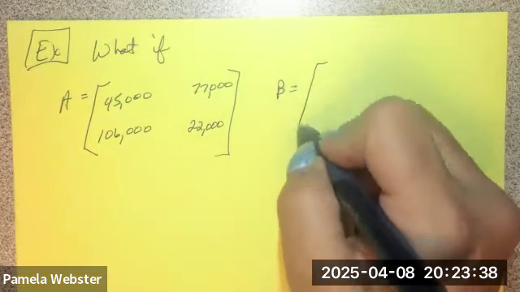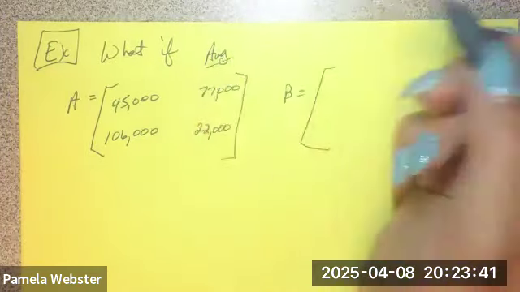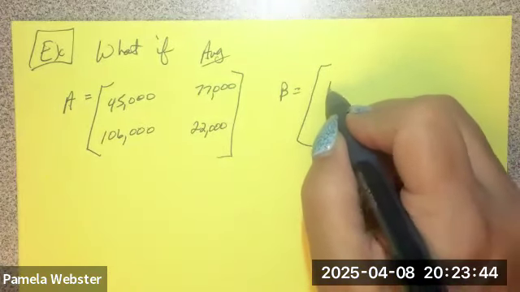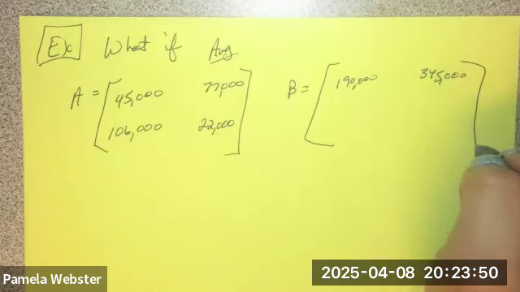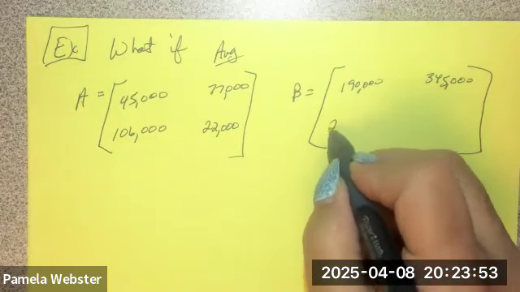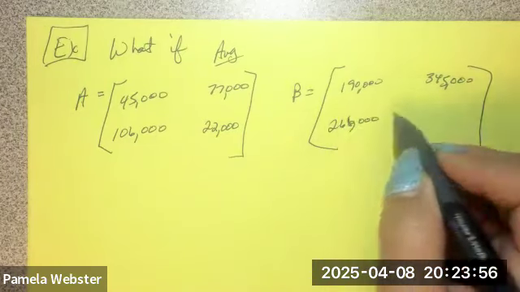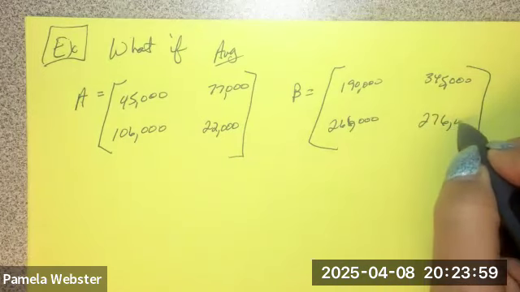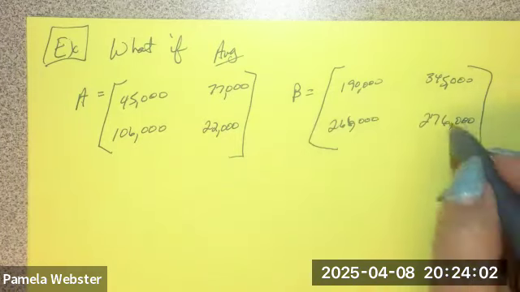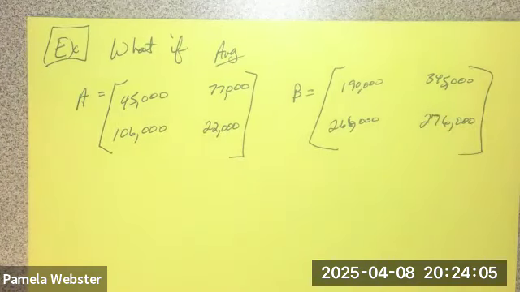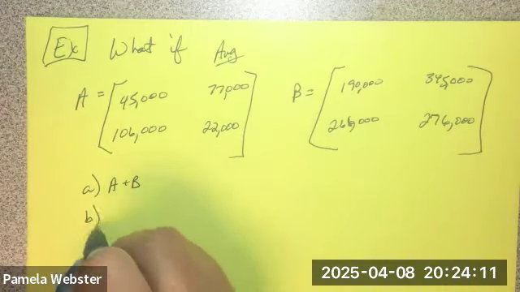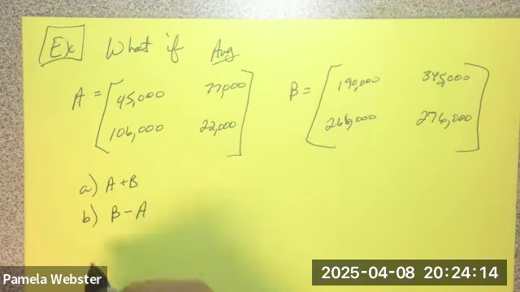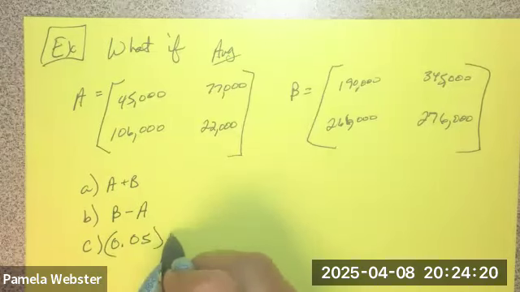And matrix B, so that was August, remember? Same problem, we're just changing the numbers. B is 190,000 and 345,000. And the second row is 266,000 and 276,000. Okay, so this is just for you to practice if you want to. You've got these two matrices. You can do the same thing. So part A would be A plus B, find the sum, their total. Part B would be B minus A, find the difference. Part C would be figure out the commission, right, for the second month.